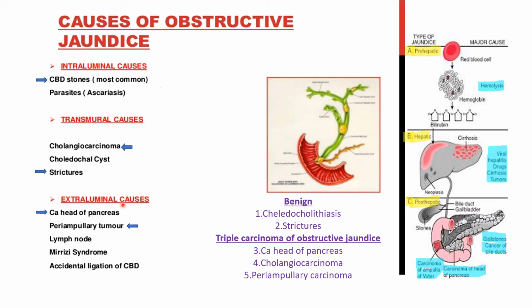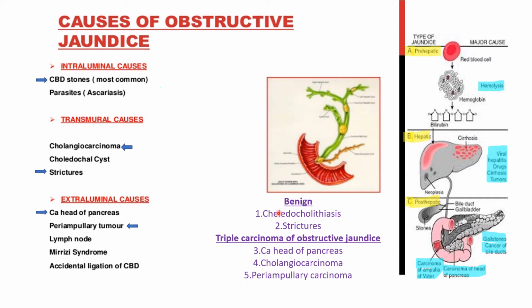Among the extraluminal causes, carcinoma of the head of the pancreas is the most common. As we know, the bile duct passes through the head of the pancreas, along its posterior surface, and any mass or tumor in the pancreatic head causes obstruction of the bile ducts and jaundice. Another cause is the periampullary tumor, which arises from the ampulla of Vater. Lymph nodes can also cause extrinsic compression, as can secondary lymph nodes, Mirizzi syndrome, and accidental ligation of the bile duct during surgery.